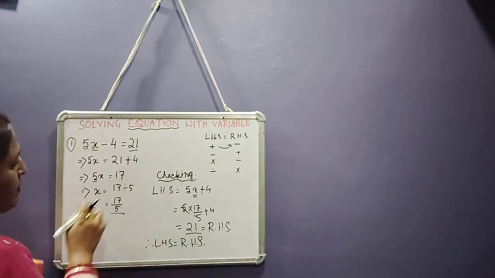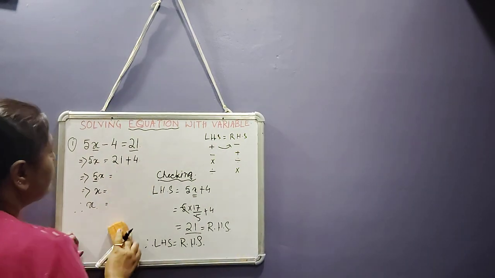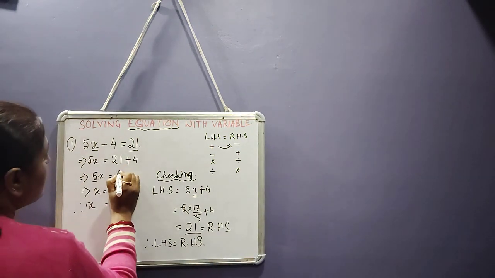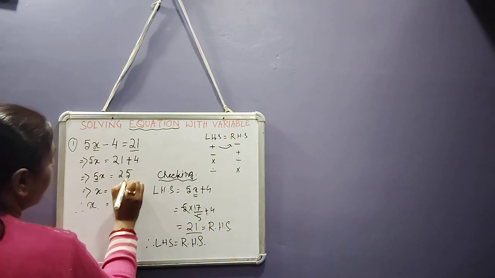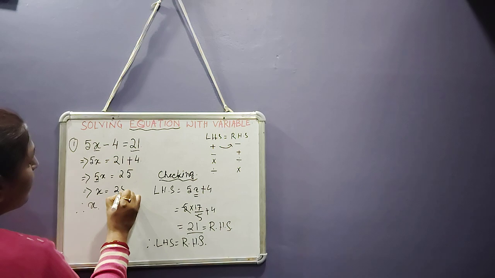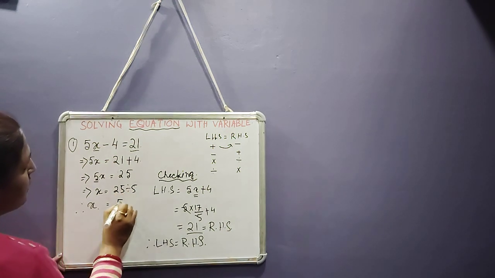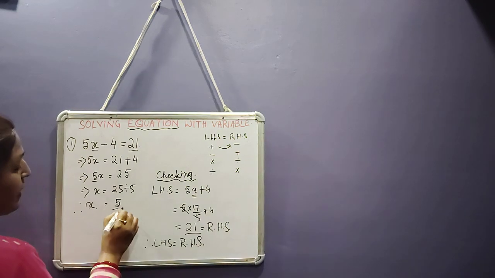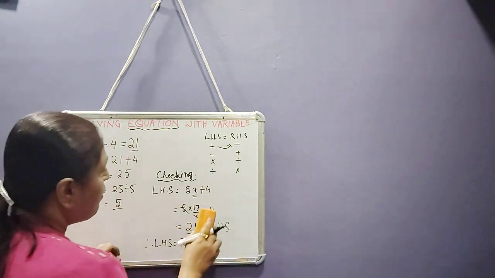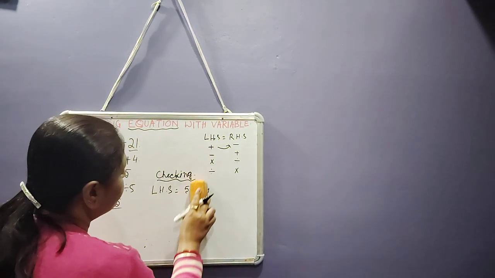If you change the sign, it will become plus. So after that, 21 plus 4 is how much? 25. So here 25 divided by 5. 25 divided by 5 is how much? 5. Here, if it is a minus, then the value of x will be 5. Now put this value over here.